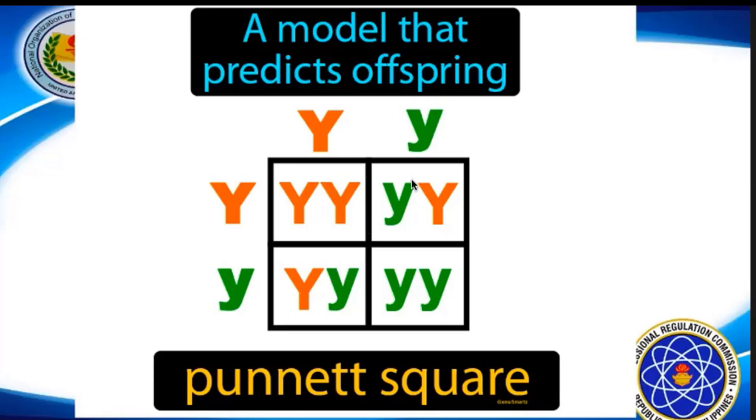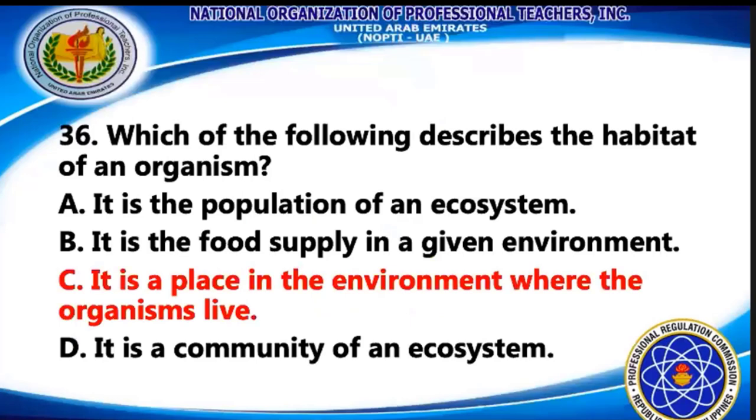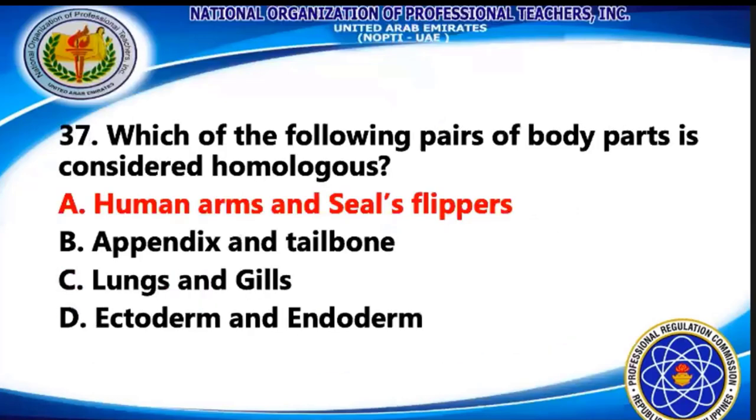So, straight hair pa din yan. Ito yung curly hair lang, recessive. Kaya, ang recessive, lalabas lang siya kung may ka-pair siyang pareho niyang weak or recessive gene. And we call it homozygous pag pareho. Okay. 36 is letter C. Next, 37.